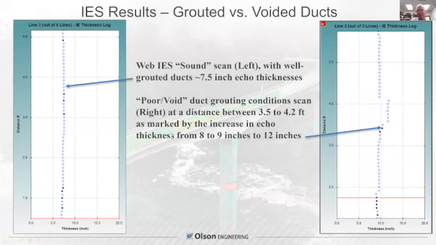Grouted versus voided ducts were best done in the webs because they're thinner, and that's where we wanted to check it. This is the third line out of 6 lines in a row. You can see it's coming right in around 7 to 7.5 inches, because that's the thickness we expected here. But the poor or void duct grouting conditions showed an increase in echo thickness from 8 to 9 inches to 12 inches in this zone here on the right. So this is an area indicating a likely voided duct because we know from the radar where the ducts are as well.